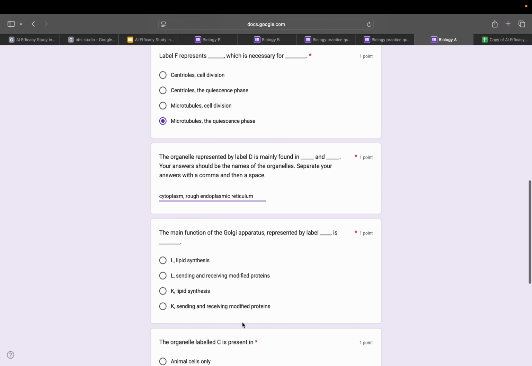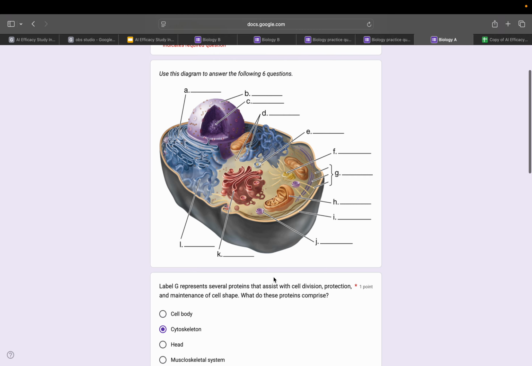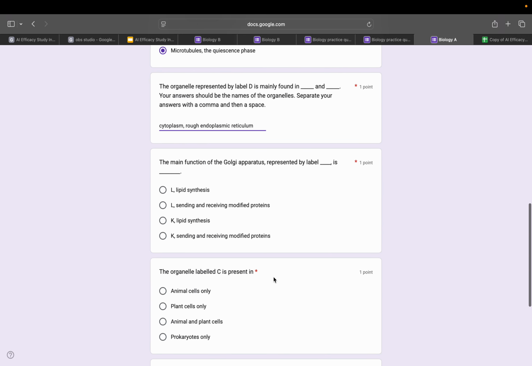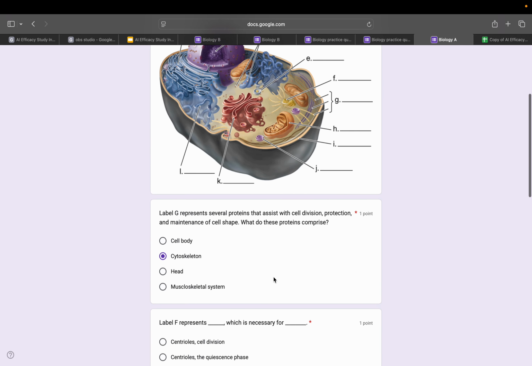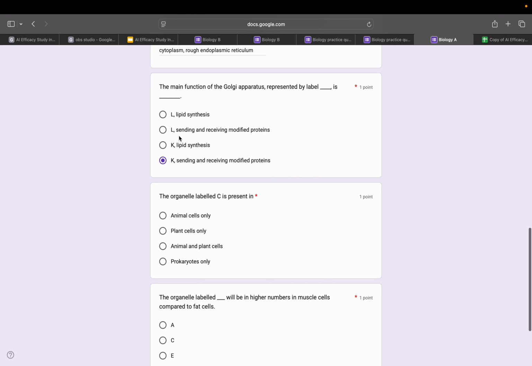Main function represented by label L is... the Golgi apparatus has looked... The diagram has changed drastically. So the options are K and L. It was a bit more wavy structure, so I'll go with K. K, lipid synthesis. I'll go with receiving and sending. So I'm sure it's K.